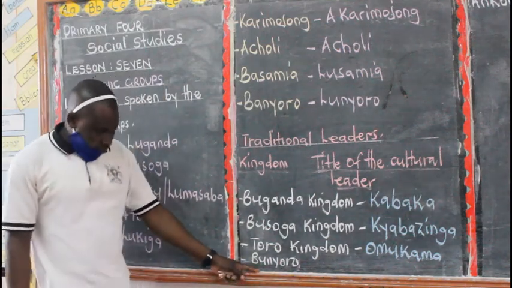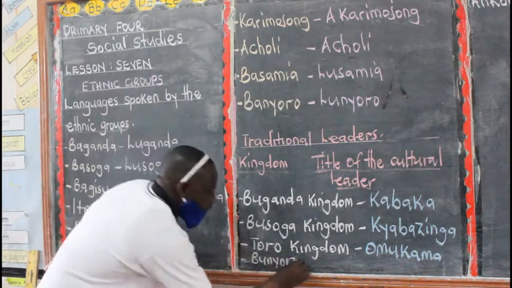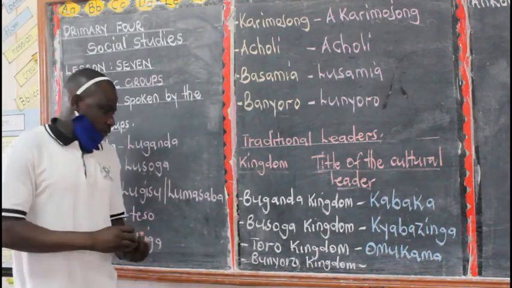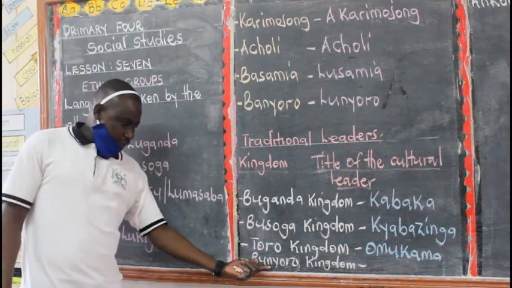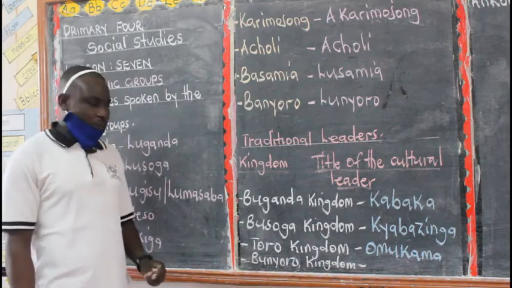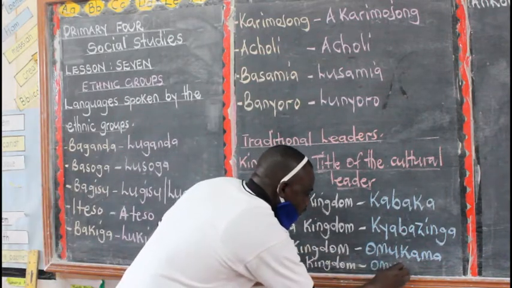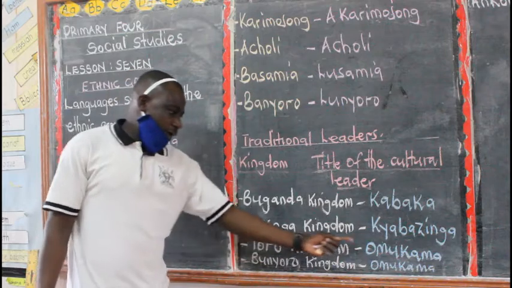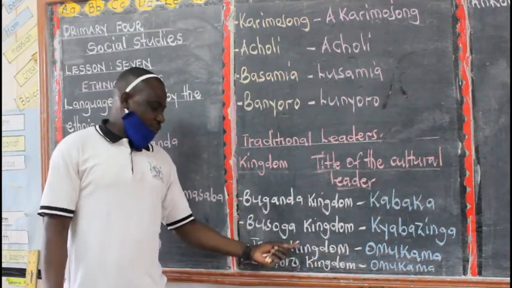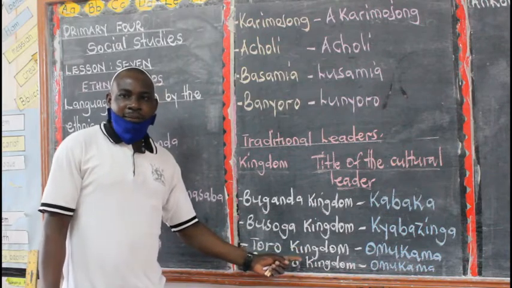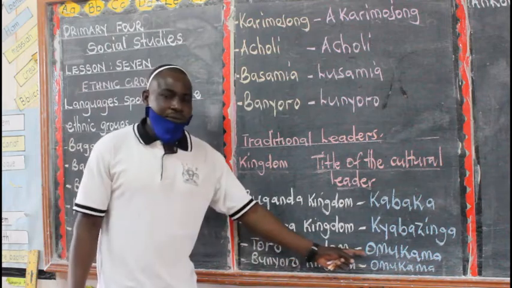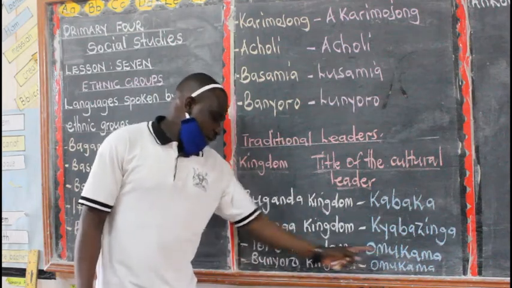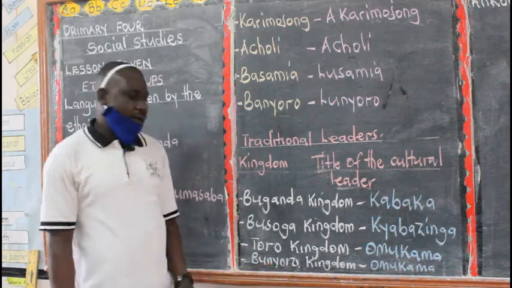Then the next one is Bunyoro Kingdom. What title is given to the king of Bunyoro? If you look at Bunyoro Kingdom and Toro Kingdom, they have the same title, and that is the Omukama. So we have Omukama in the Bunyoro Kingdom, and we also have Omukama in the Toro Kingdom. These two kingdoms are found in the western part of Uganda, and they have the same title. The title given to their kings is Omukama.